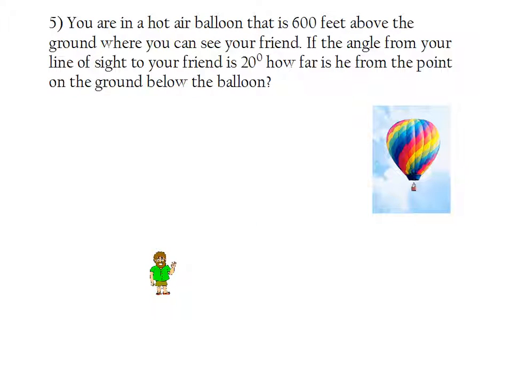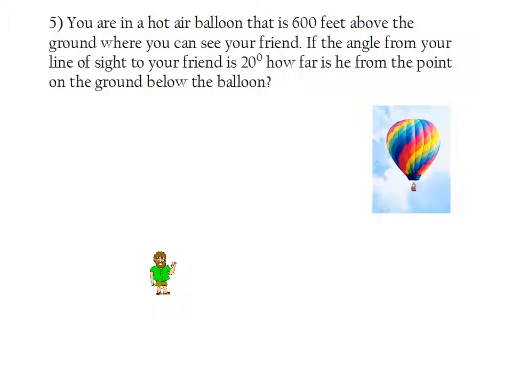All right, we're going to change modes here. Now I'm going to start looking at things having to do with SOHCAHTOA. You can see here I have a 20-degree angle, so these are not going to be special right triangles anymore. You're in a hot air balloon, so there's somebody sitting up here in this hot air balloon. We know that it's 600 feet above the ground, and you can see your friend down here. The angle from your line of sight to your friend is 20 degrees.